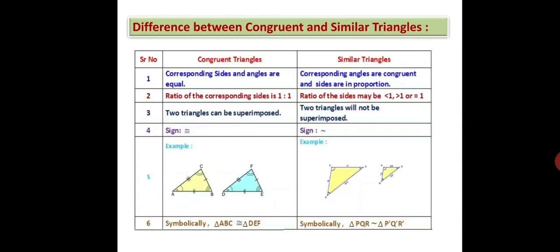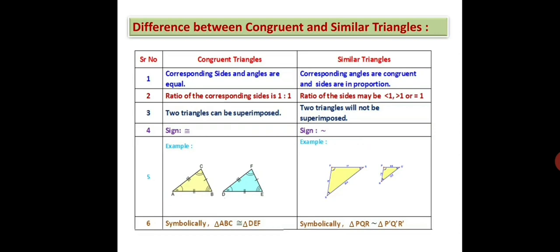So, what is the difference between congruent and similar triangles? Now, we will see that. Here are some 6 differences we could find. The first column is related to congruent triangles, the second to similar triangles. Corresponding sides and angles are equal in case of congruent triangles, whereas corresponding angles are congruent and sides are in proportion in case of similar triangles. Here the ratio of the corresponding sides is 1:1. Here the ratio of the sides may be less than 1, greater than 1 or equal to 1.